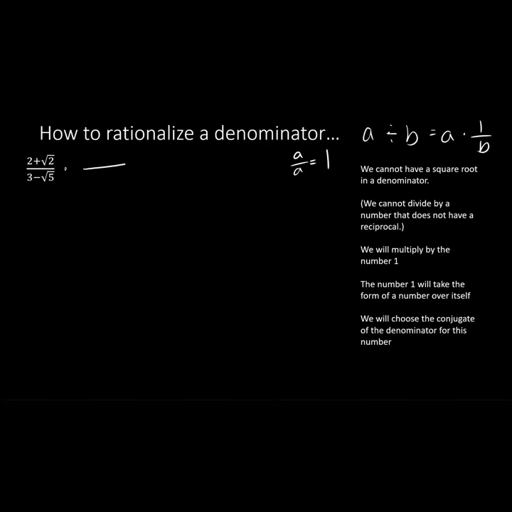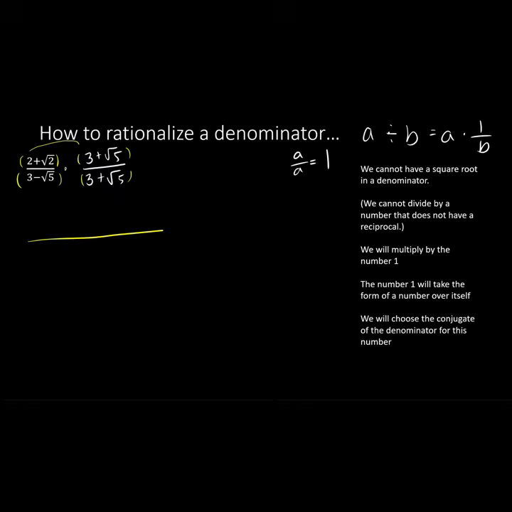In this example, the denominator is 3 minus root 5. So we are going to multiply by 3 plus root 5. And we want to make sure that we multiply by something over itself. Now, to carry out your multiplication, you can use any number of scratchwork strategies, but for the sake of space, I am going to FOIL or distribute this together.